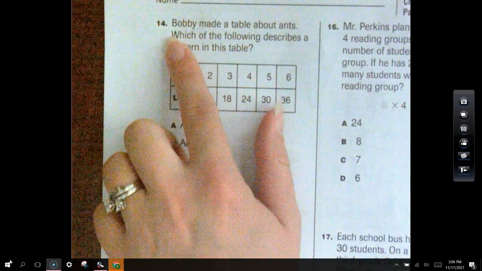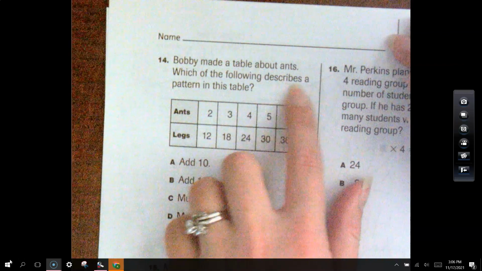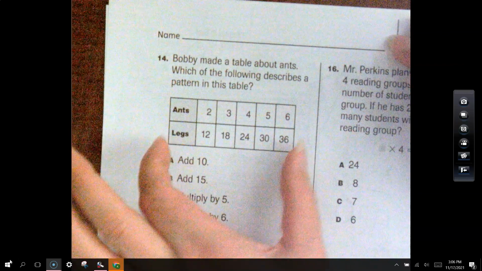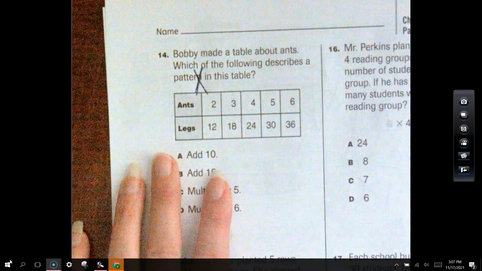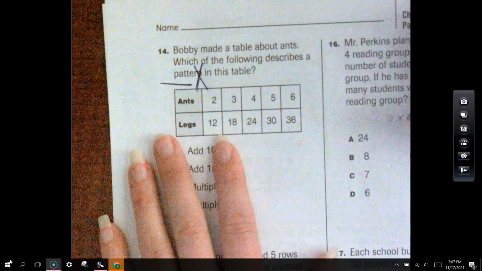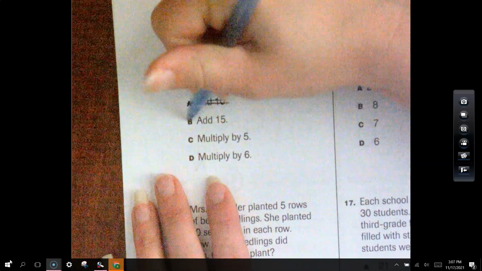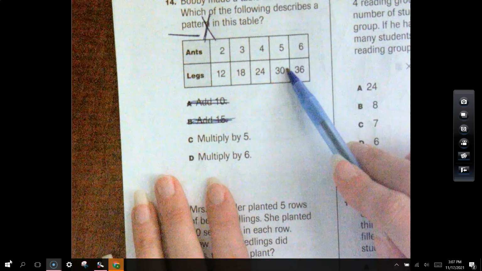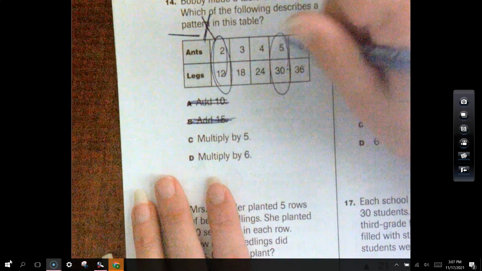All right, let's go ahead and turn our page. We are now on number 14. Bobby made a table about ants. Which of the following describes a pattern in this table? What kind of table is this? These kind of tables are always multiplication. So we will write a multiplication and a line. Well, what problems can we cross off? I can cross off add 10 and add 15 because these charts are always multiply. I could look at the 2s and I can also look at the 5s.